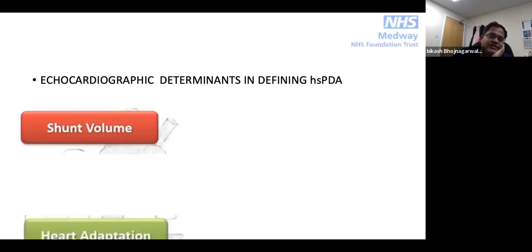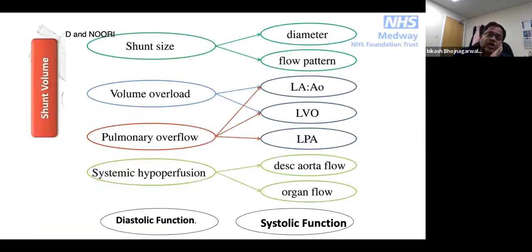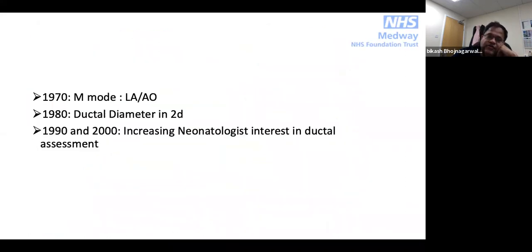We know that the shunt volume itself is difficult to measure, with size and various issues, but we can measure volume overload, pulmonary overflow and systemic hypoperfusion. And again, whenever we are trying to hemodynamically define a duct, we should consider heart adaptations, measure the function and rule out diastolic dysfunction. Most particularly, as I mentioned earlier, if you are in diastolic dysfunction, you are in trouble.